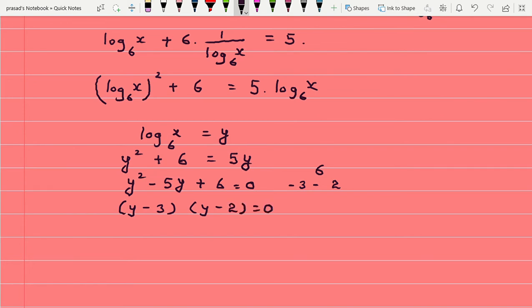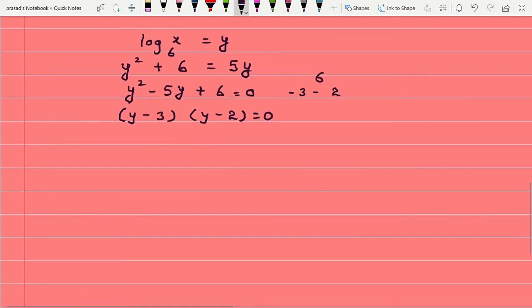Now, equate each factor to 0. So you get y minus 3 equal to 0, which gives y is equal to 3, and the other factor y minus 2 is equal to 0, that gives y is equal to 2. That means two possible values are either 3 or 2.